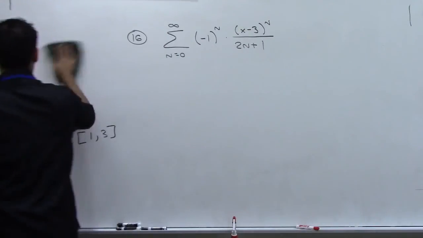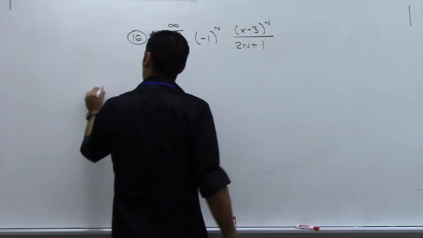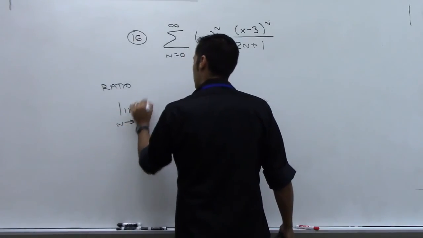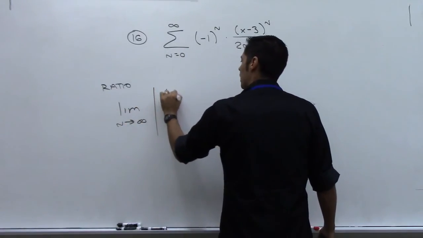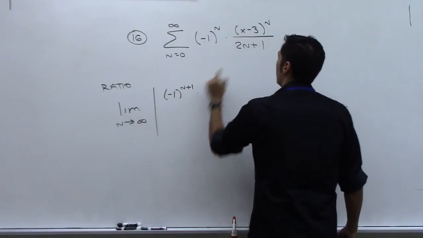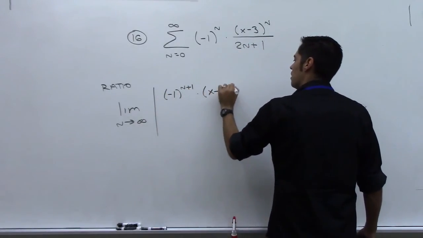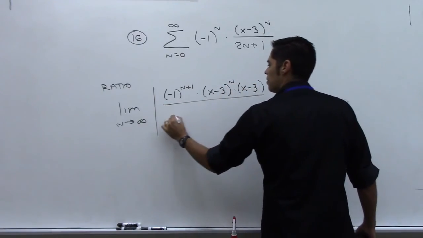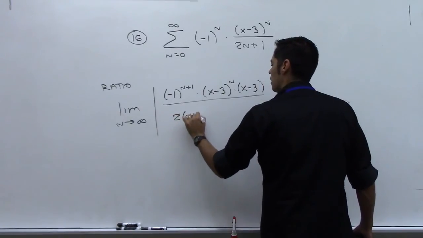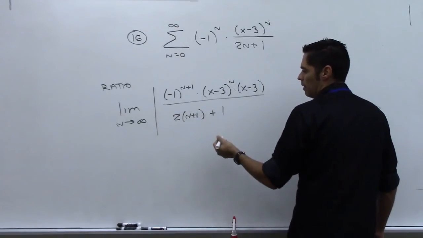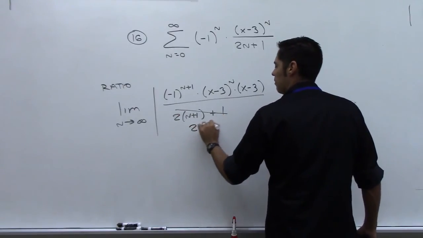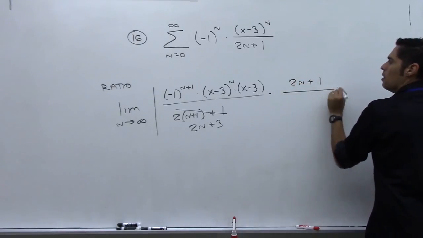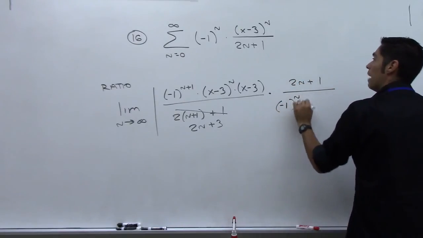All right, let's do our ratio test. For the ratio, limit as n goes to infinity. All right, n plus 1 in there, so negative 1 to the n plus 1 times x minus 3 to the n plus 1 is x minus 3 to the n times x minus 3. On the bottom, I have 2 times n plus 1 plus 1, which is really 2n plus 3, right? And then times that thing flipped, so 2n plus 1 up here. Over here I've got negative 1 to the n, which won't matter.